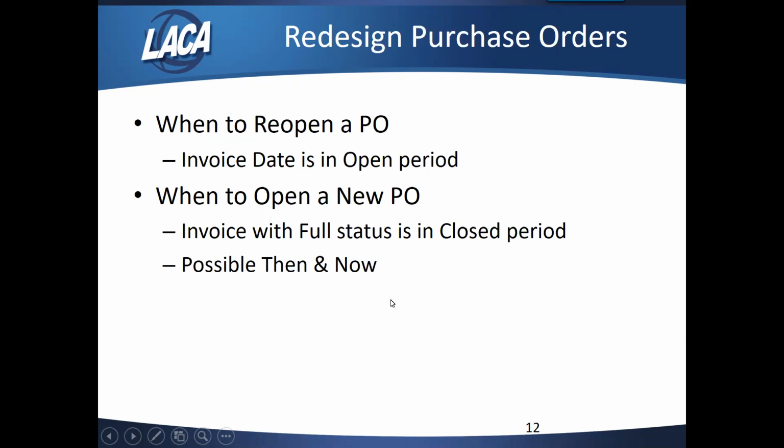And that invoice date of the invoice that I just showed on the previous screen, that you keyed with a full status, that date of that invoice has to be in an open period if you want to change that invoice status to reopen it. So if that is not the case, then your only other option would be to open a new purchase order, unless your district allows you to go back and reopen that posting period so that you can change the status of that invoice and then close that period back up.